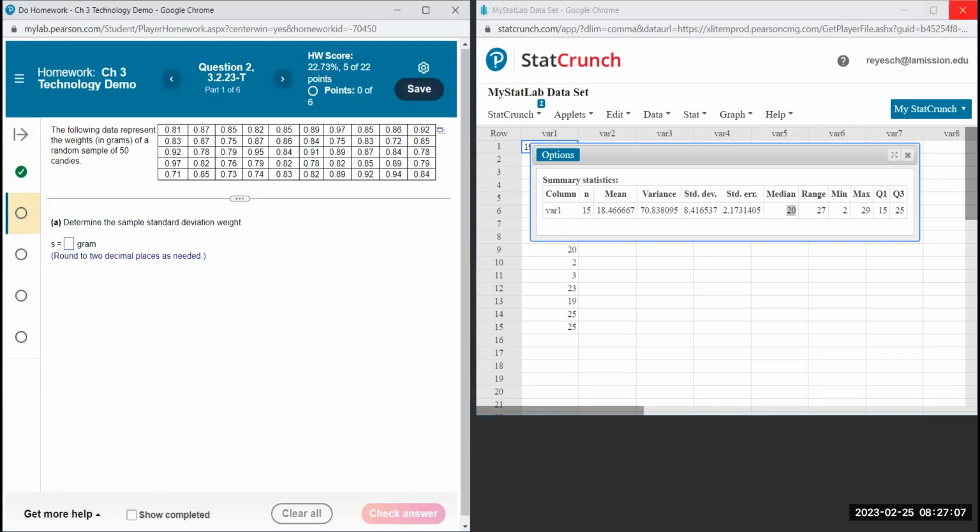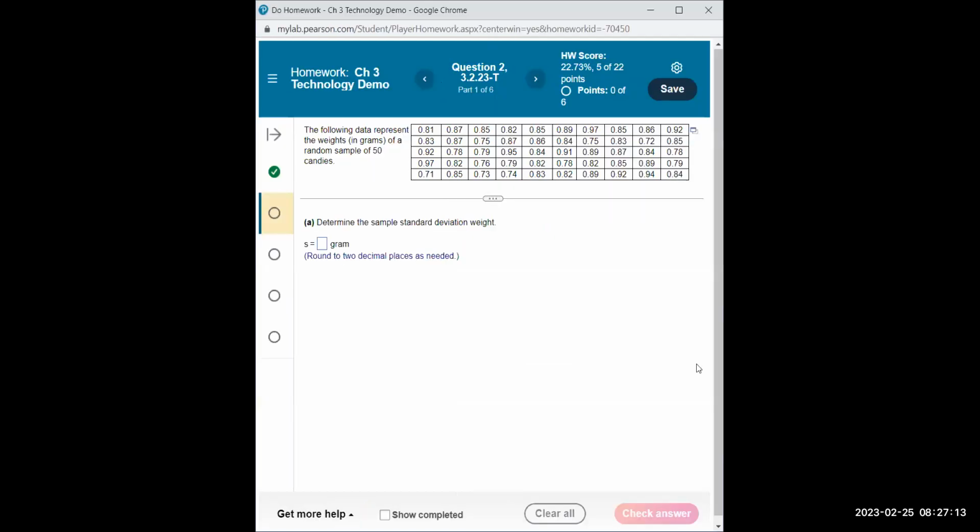Okay, question 2. I'm going to close this one now that I'm done using it, so I don't have many tabs opened. So the first thing we want to do is open the data in StatCrunch.